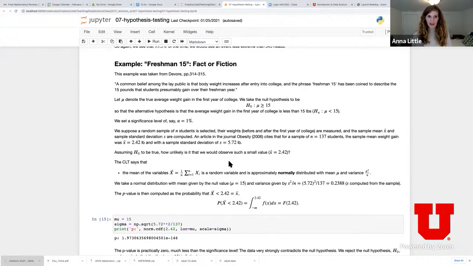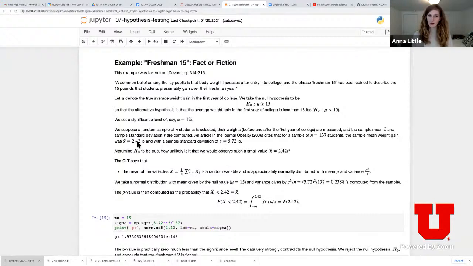Okay, so we might think, 2.5 pounds seems a lot less than 15. So just from looking at the data, the alternate hypothesis seems reasonable, but we want to actually quantify a p-value associated with it so that we can argue more precisely regarding the evidence. Assuming the null hypothesis to be true, how unlikely is it that we would observe such a small value, 2.42 pounds?